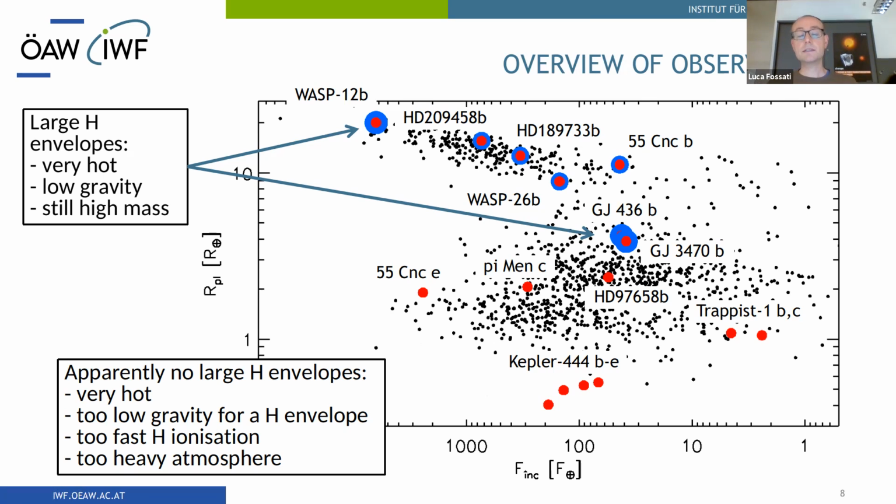But there are also other cases in which fast hydrogen ionization can happen, because we probe hydrogen through detection of the Lyman alpha line in transit, and obviously this is neutral hydrogen. So if hydrogen gets ionized very quickly, then we can't see the transit in the Lyman alpha line. Or the atmosphere is too heavy. Maybe there is a mixture of hydrogen and heavy species like water and CO2, and this makes the atmosphere condense and become smaller, and therefore maybe we are not able to see the hydrogen for this reason.